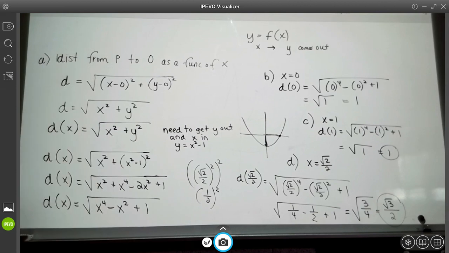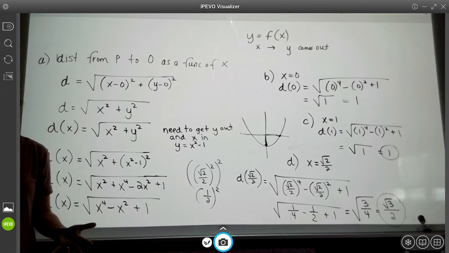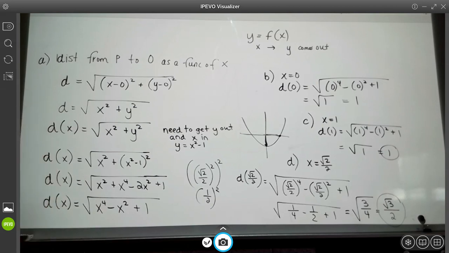So when x is root 2 over 2, that point on the parabola will be root 3 over 2 units away from the origin, is what we've just found. Okay? All right, last part is a graphing calculator part. How am I going to do that?